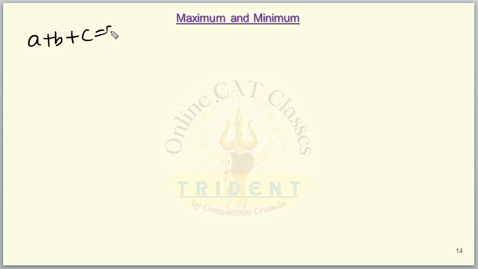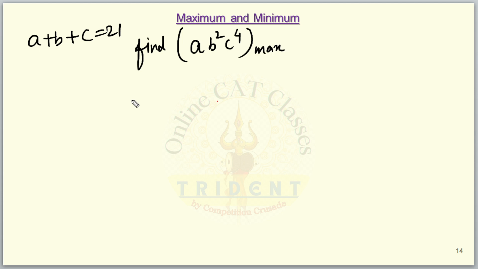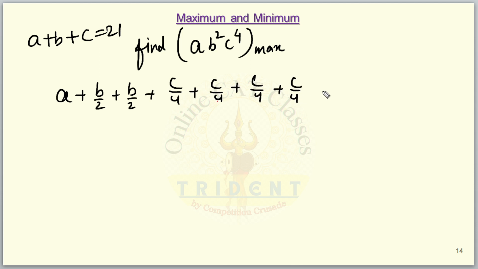So I'll write the numbers, the same thing. Given a plus b plus c is 21, and we need to find the max value of a into b square into c to the power 4. But then we have to split the terms a, b and c into the same expression, which is a plus b by 2 plus b by 2 plus c by 4 plus c by 4 plus c by 4 plus c by 4. Now remember, arithmetic mean is always greater than or equal to geometric mean; at the max it can be equal, but arithmetic mean will always be greater than or equal to geometric mean.